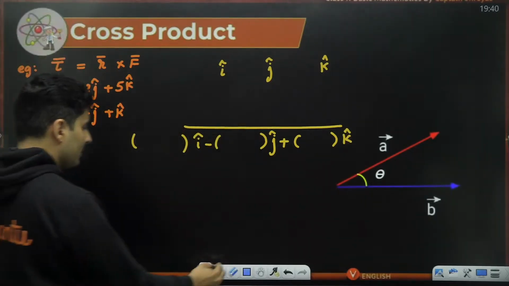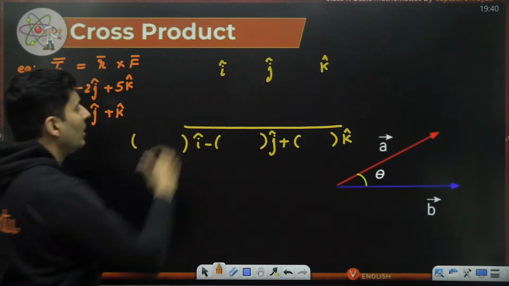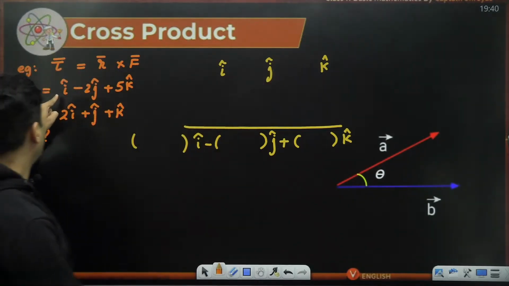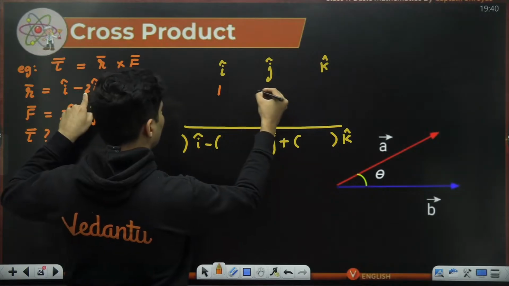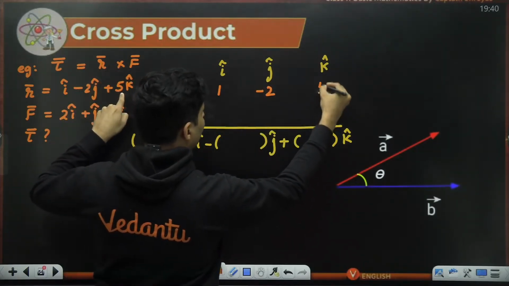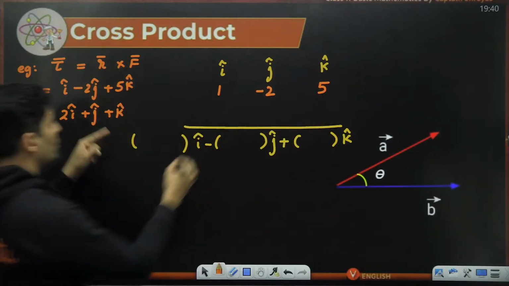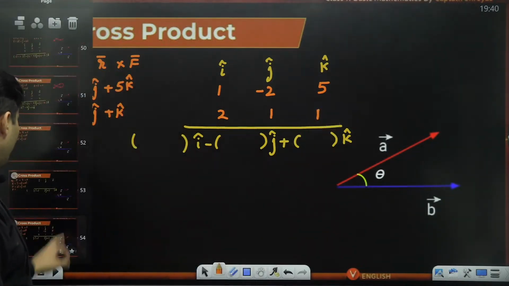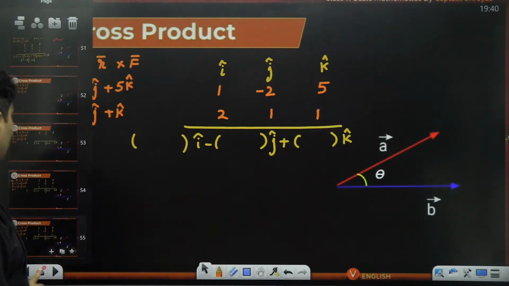Next, just start putting below ijk the individual components. For R it is 1, then minus 2, and then plus 5. For force it is 2, 1, 1. That is your next step. Okay, this is also done, sir.